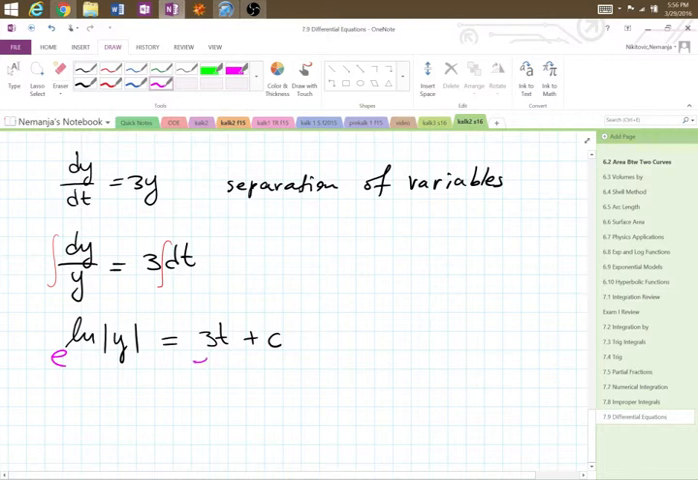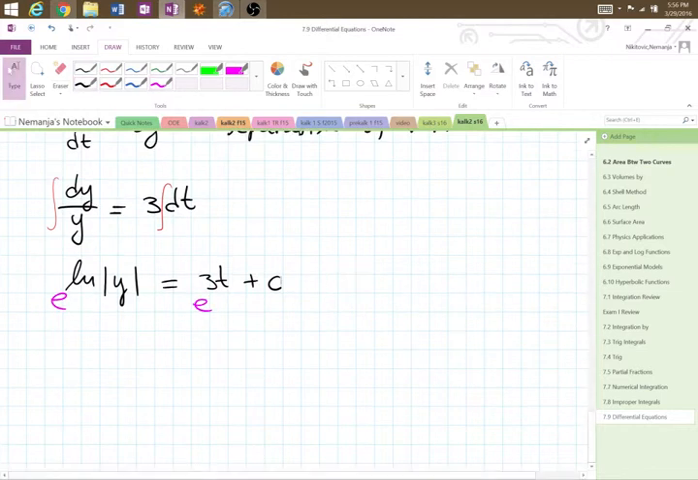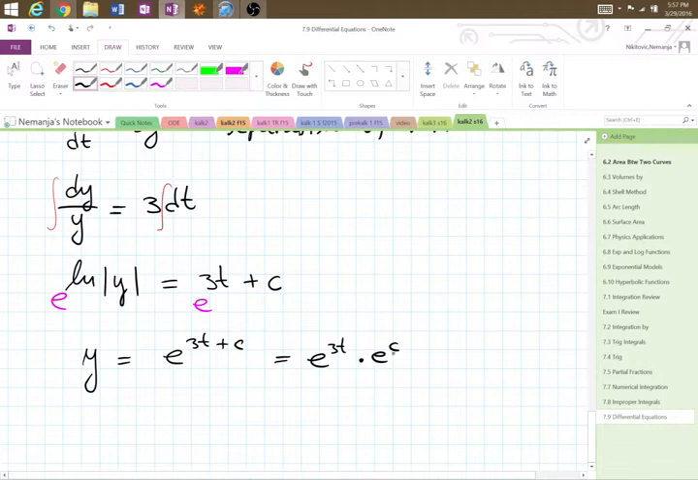Then we exponentiate both sides, so e to the ln of y. e and ln x are inverses of each other, which means we just get y on the left-hand side. And on the right-hand side, I have e to the 3t plus c, which we can write as e to the 3t times e to the c. And we said that this e to the c is a constant, so you can just call it maybe some capital A if you want to. You can pick any value, any number there. So now what we did is we found that the function y of t is equal to A e to the 3t.